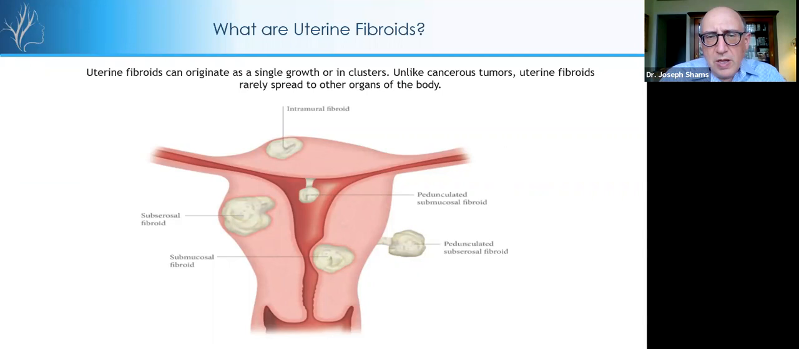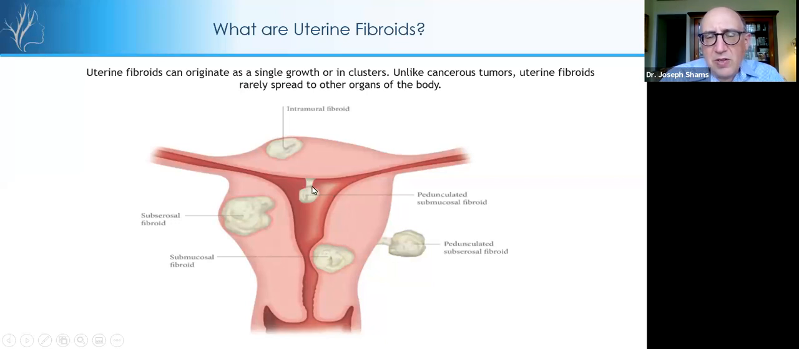And here we have a picture on this slide of a uterus. If you can see, this is the uterus. There's the lining of the uterus. Here's the cervix. The fibroids can occur in different parts of the uterus. The one I'm pointing to here is a submucosal fibroid, so it's right underneath the inner lining of the uterus. There's another one here called a pedunculated submucosal fibroid. This is actually in the cavity of the uterus.